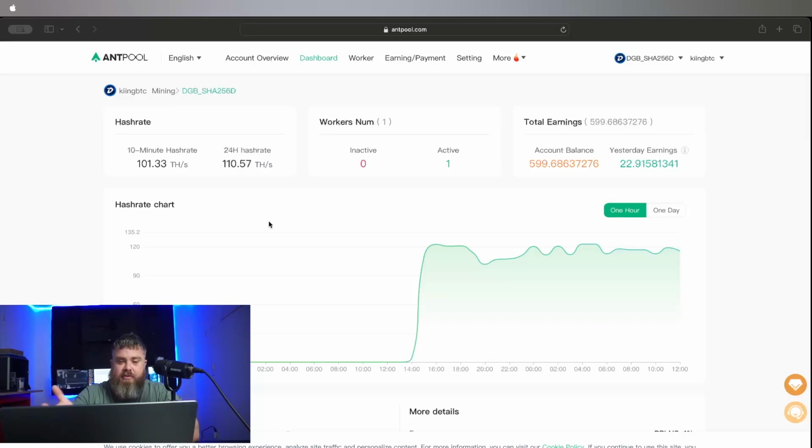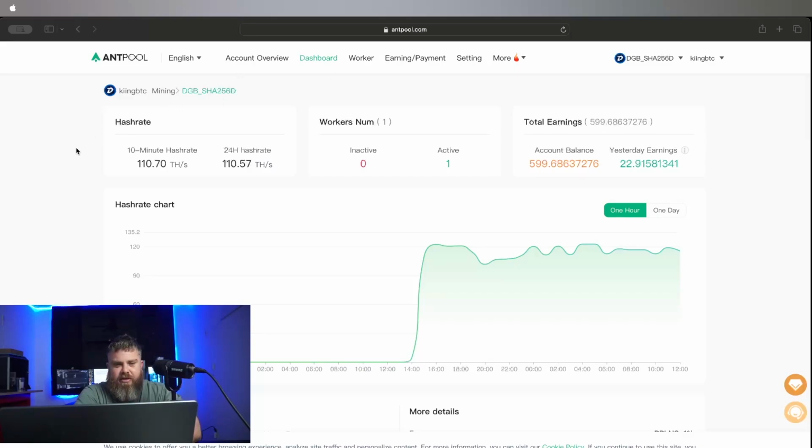Or am I running at a loss? So let's pull up my pool information, because we've got to figure out how much we've actually made. This is Anpool. It's a pool that I've used before in the past, and it had Digibyte. So I was just looking for a pool that I already had an account with, so I didn't have to make up a whole new password and login. Everyone gets tons of junk emails, you know what I mean? So I just didn't want to set something else up.